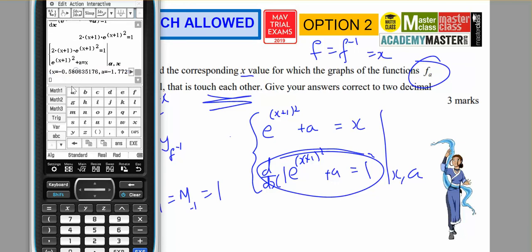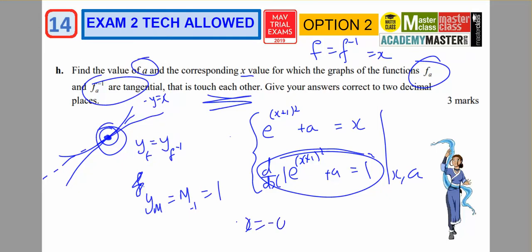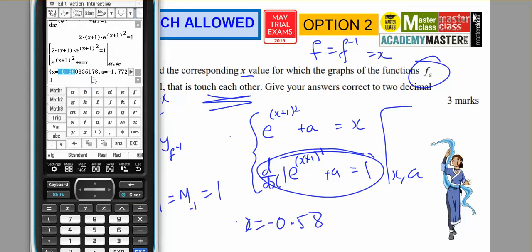So x equals negative 0.58 to 2 decimal places. Let's just double check that. 0.580, and a equals negative 1.77.